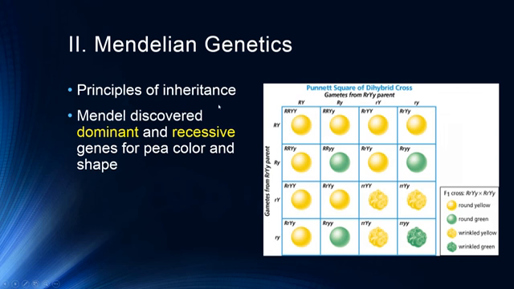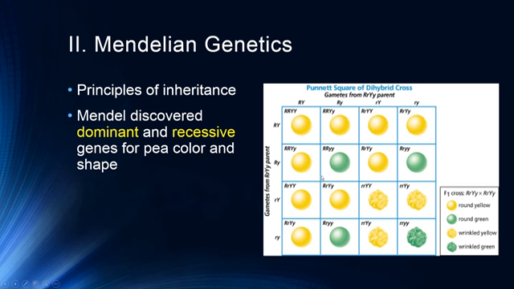So, by looking at the principles of inheritance. Mendel discovered dominant and recessive genes for pea color and shape. So, we'll take the simplest way of looking at this. He discovered that the round and yellow were dominant genes. Green and wrinkled were recessive genes. So the wrinkled versus the very round, and then yellow versus green.